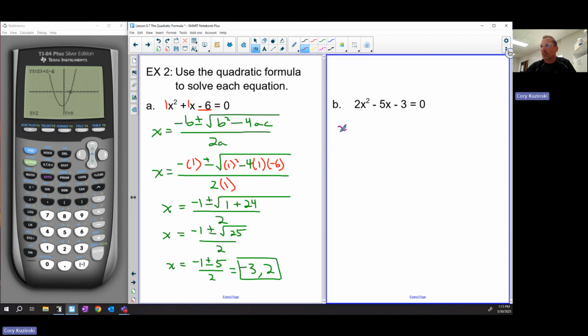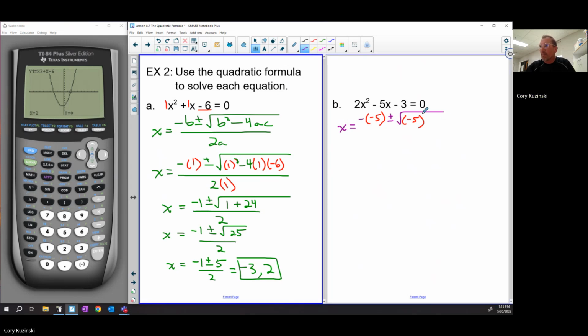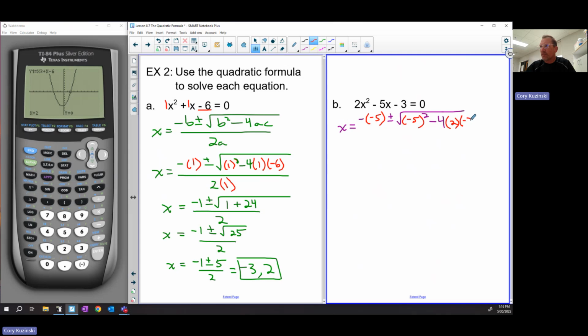So we're going to do x is equal to negative b. B is negative 5, so negative 5 plus or minus the square root of b squared, negative 5 squared. I guess this squared should have been in green. Minus 4 times a times c. All right, a is 2, and c is negative 3, all over 2 times a. A is 2. So if we simplify that, we're going to find out where this equation is equal to 0.